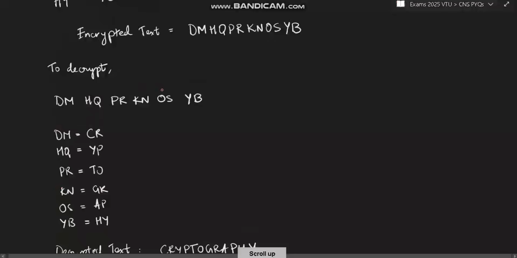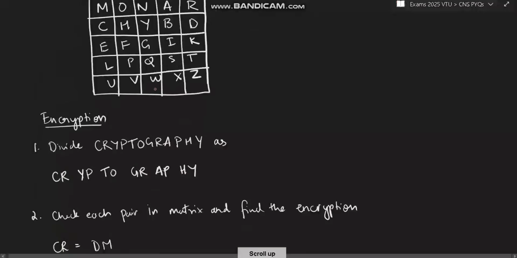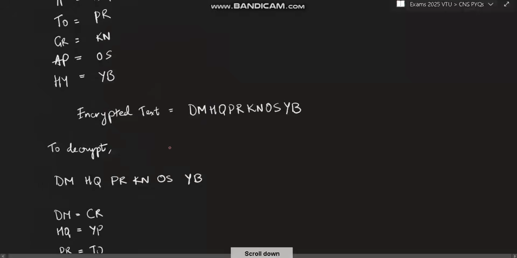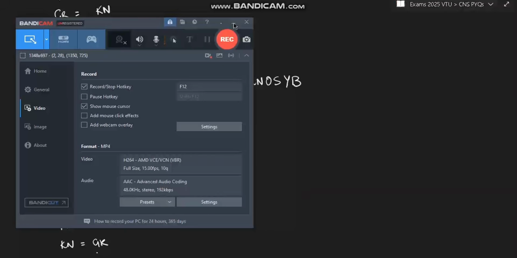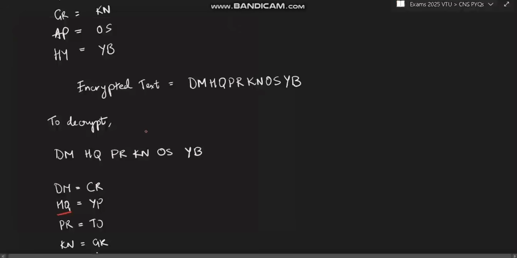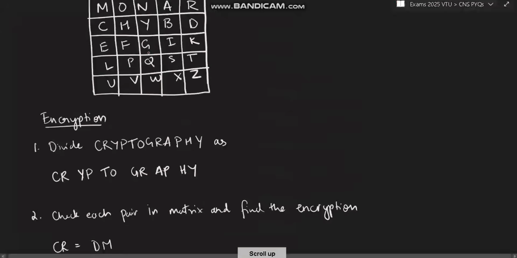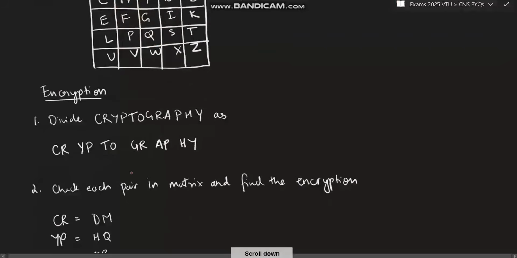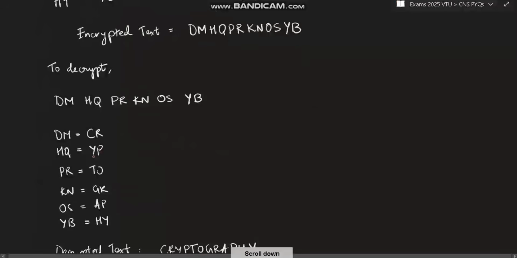DM, what will we be doing in reverse? If we see where DM is, first D is present here and M is present here. Now go in the same row and the same column. You will be getting two letters. For D you will be getting C, for M you will be getting R. So it is CR. Next is HQ. Let's have a look where HQ lies. H is present here and Q is present here. Go in the same row, you will get Y, and go in the same column, you will get P. So this one will be YP.